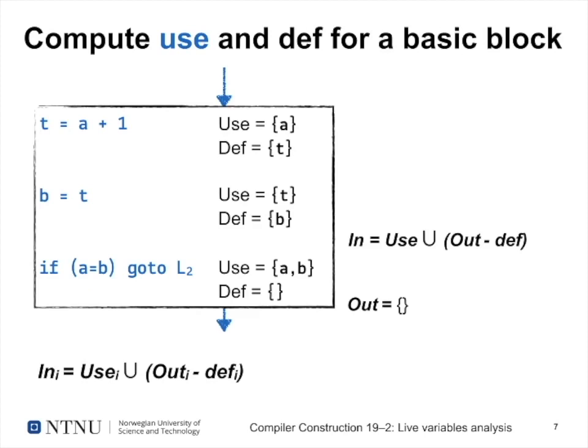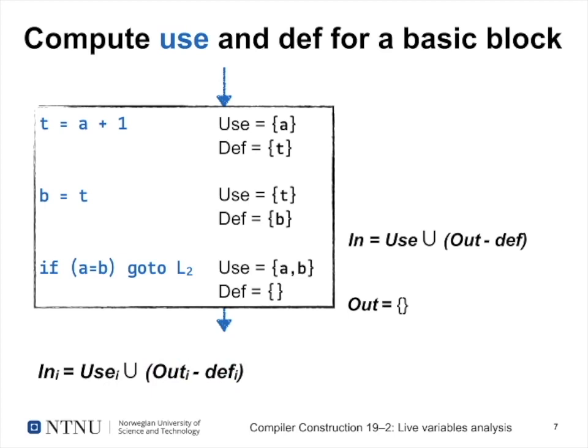So we want to compute use and def for a given basic block. First we start with the use, and we have these three instructions here. So t equals a plus 1, b equals t, and then a branch ending our basic block. So if a equals b, we jump to a label L2. And we have our formula here again, just to be able to construct our sets. So in I for each instruction is the set of variables used in this instruction joined with the out variables minus the defined variables for each instruction.